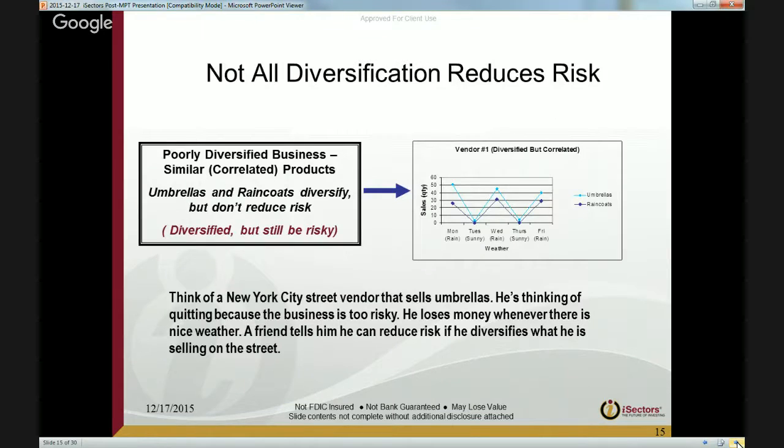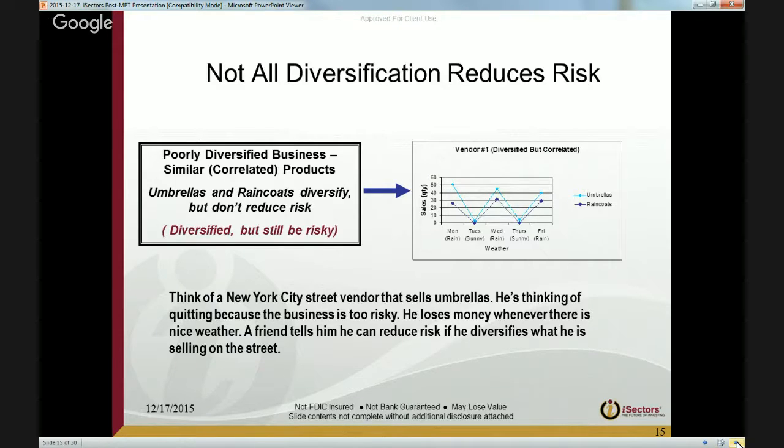To give you an example of how to explain diversification to a potential client, I put together a couple of slides. If you can imagine, I don't know if any of you have been to New York, but in New York they have a lot of street vendors. So imagine there are two New York street vendors and they both sell umbrellas. Street vendor number one sells umbrellas and raincoats, and street vendor number two sells umbrellas and sunglasses.